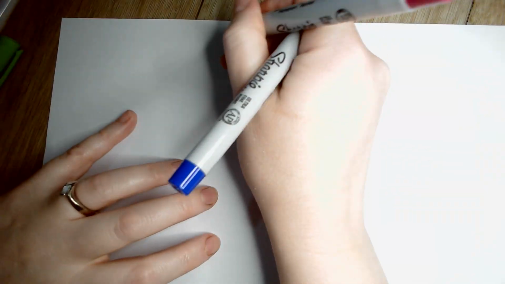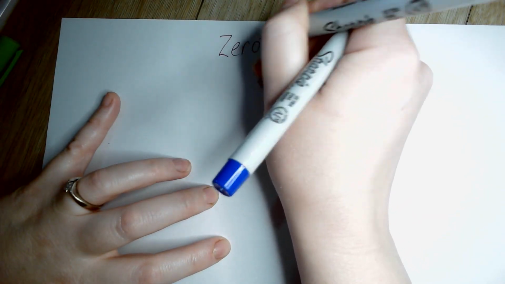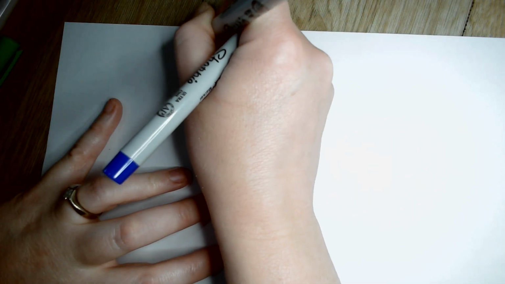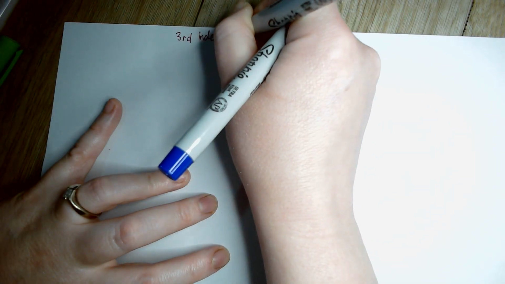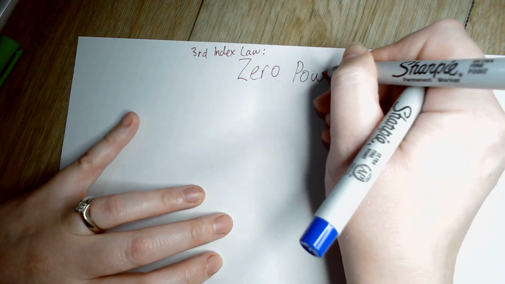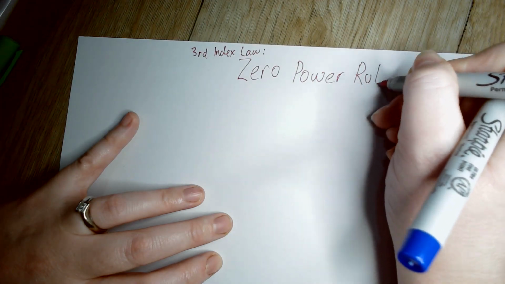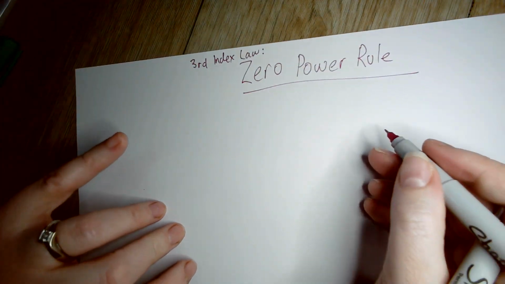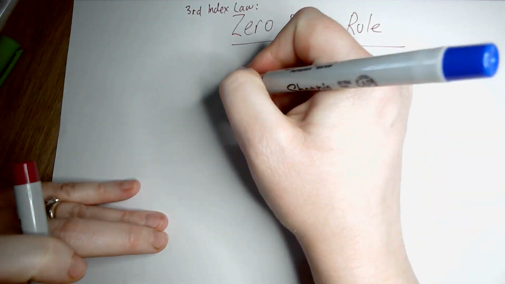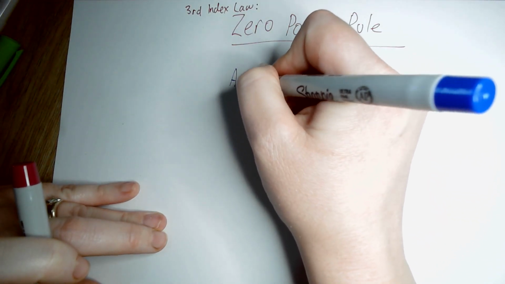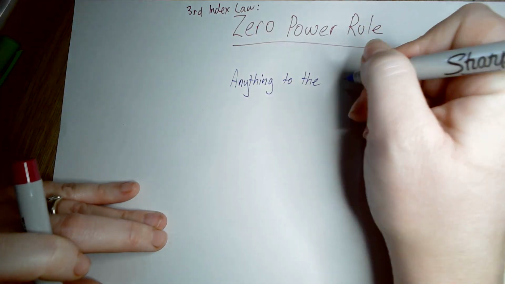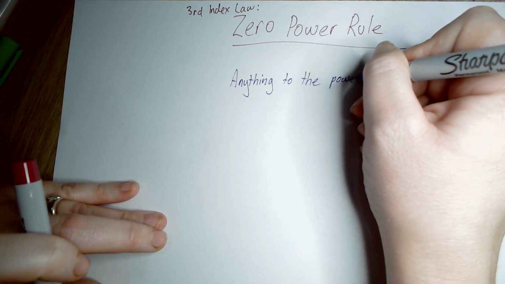So, which is called the zero power law, which technically for some reason is the third index law. I'm not sure why it's third, but it's the zero power rule. And it sounds very simple in that anything to the power of 0 is 1 except for 0.